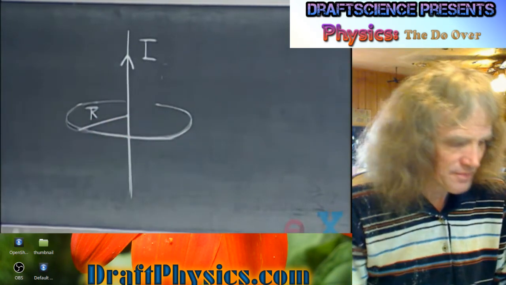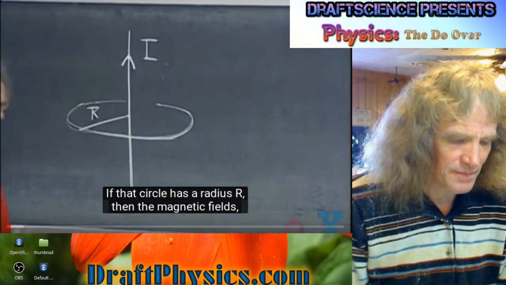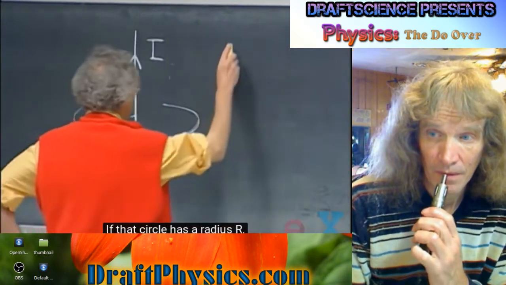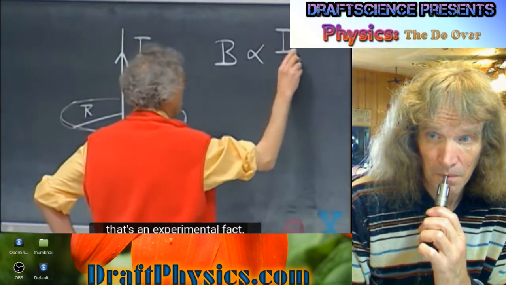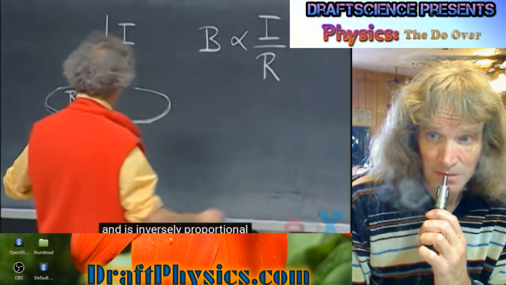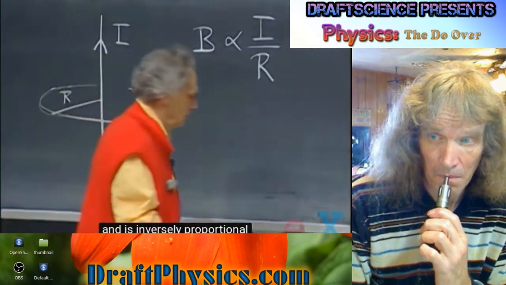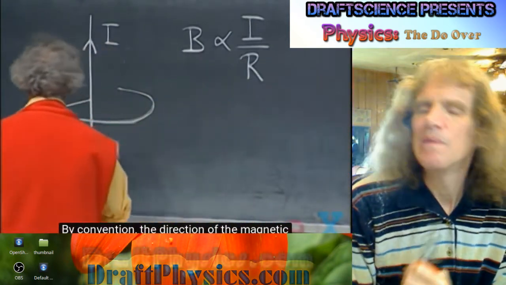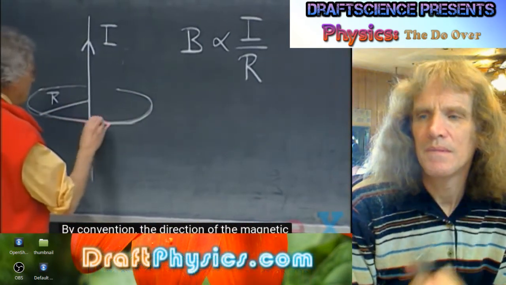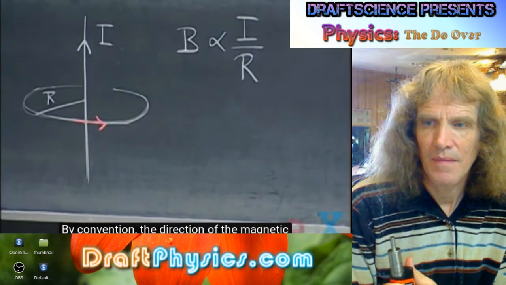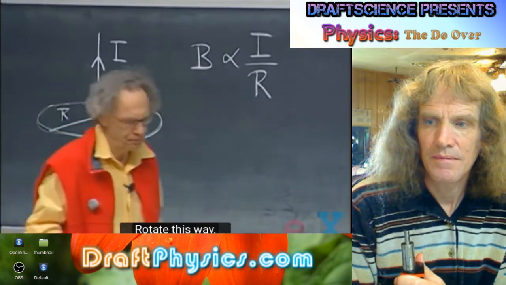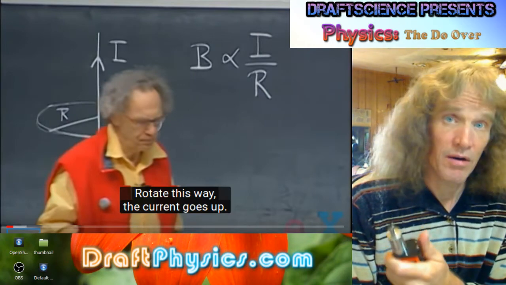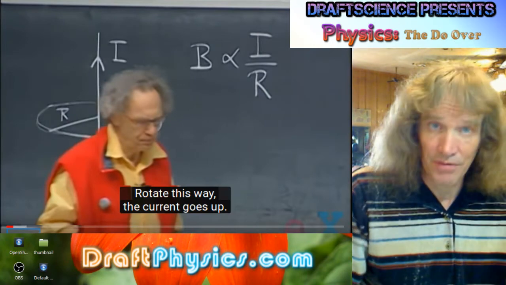Put it around like this. If that circle has a radius r, then the magnetic field, that's an experimental fact, is proportional to the current I, and it's inversely proportional to the radius of that circle. By convention, the direction of the magnetic field is given by the right-hand corkscrew. Rotate this way, the current goes up. So that's the rule in terms of how it degrades.